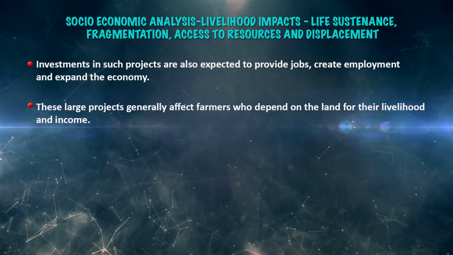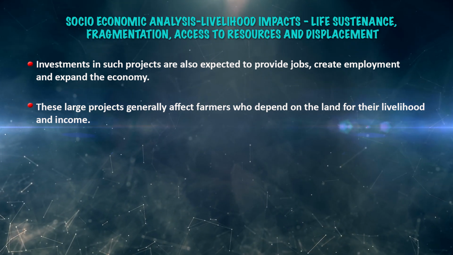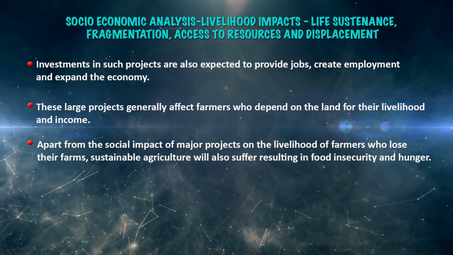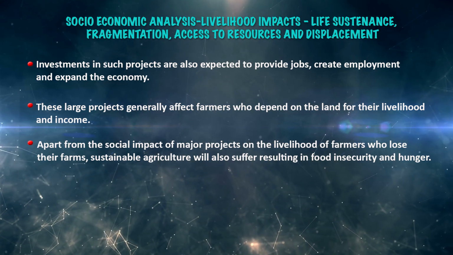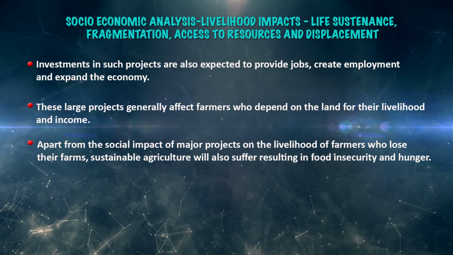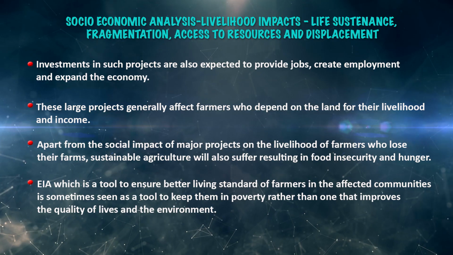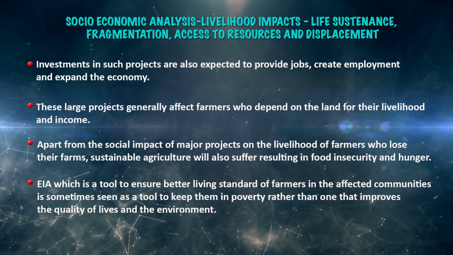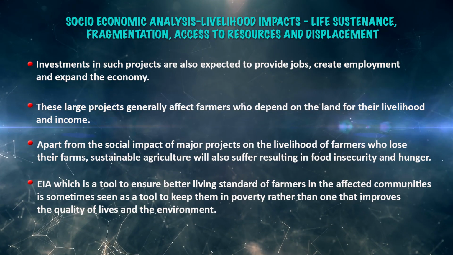So these large projects generally affect farmers who depend on the land for their livelihood and income. Apart from the social impact of major projects on the livelihood of farmers who lose their farms, sustainable agriculture will also definitely suffer, resulting in food insecurity and hunger. So these are the consequential effects. So environmental impact assessment, which is a tool to ensure better living standards of farmers in the affected communities, is sometimes seen as a tool to keep them in poverty rather than one that improves the quality of lives and the environment. That is a fact.